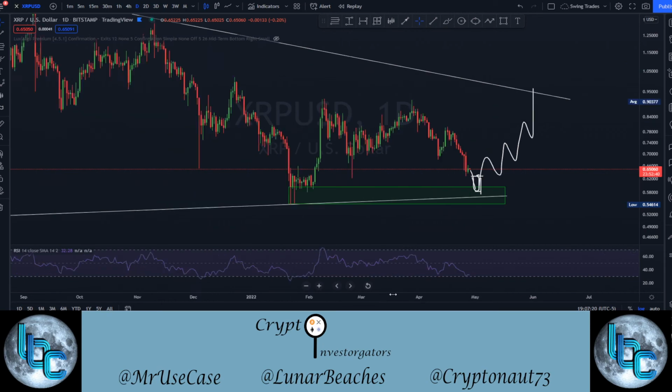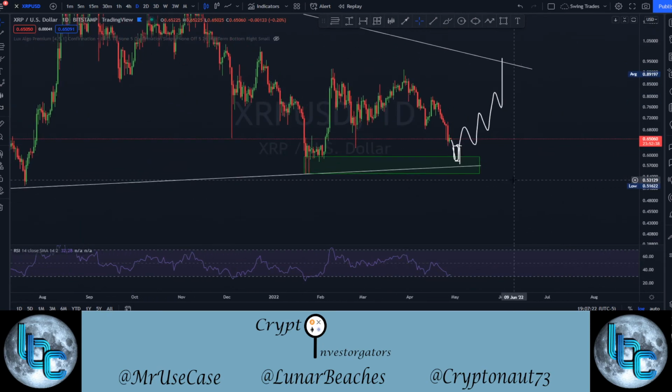Another thing I want to point out real quick before I get out of here is that if we did come down here and maybe even wicked down below here, maybe had a little wick down here. I know I just went a little crazy on you guys, but if we had a wick down to here, and then we popped back up, and then this RSI fell down to here.